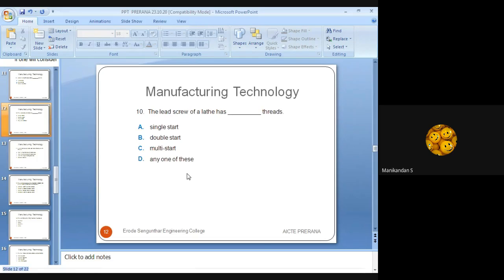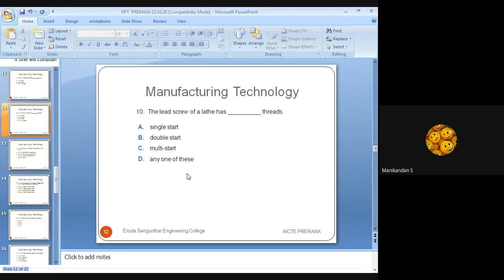Next one: the lead screw of a lathe has dash threads. Single start, double start, multi start, any one of these.